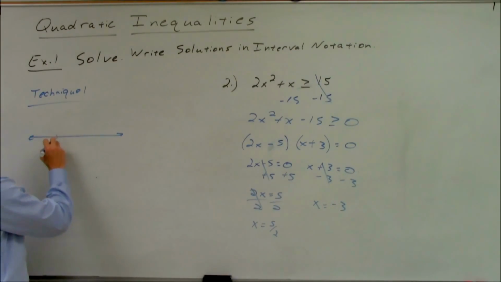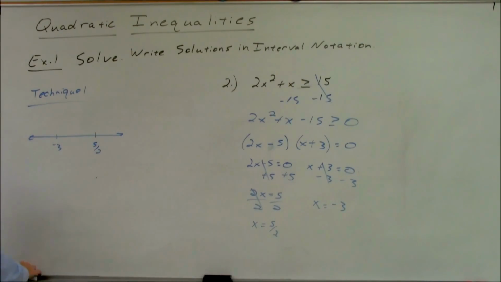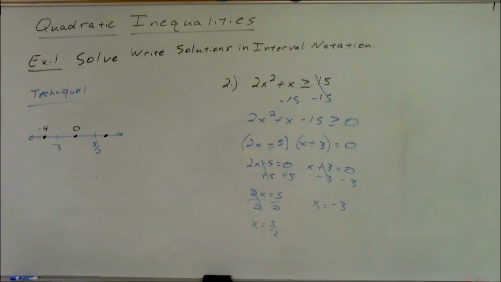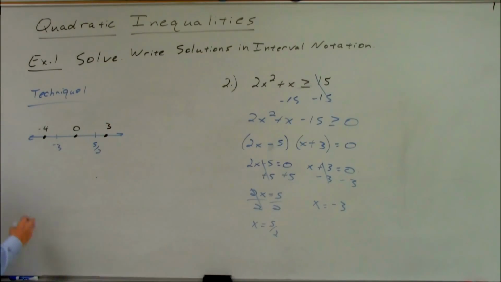So we're at negative 3, positive 5 halves. Let's pick some points to the left of negative 3. I'm going to go negative 4. Between these two, I'm going to use 0. Any interval that has 0 in it, I'm going to pick 0 for that interval because it's the easiest calculations to do. Past 5 halves, which is 2.5, we'll go with 3. And then we just test it. Test the negative 4, test the 0, test the 3.